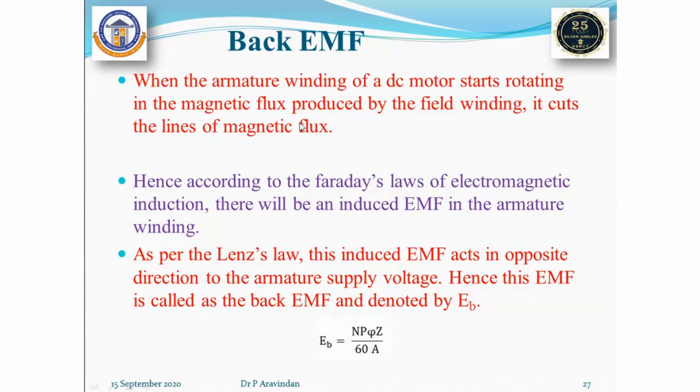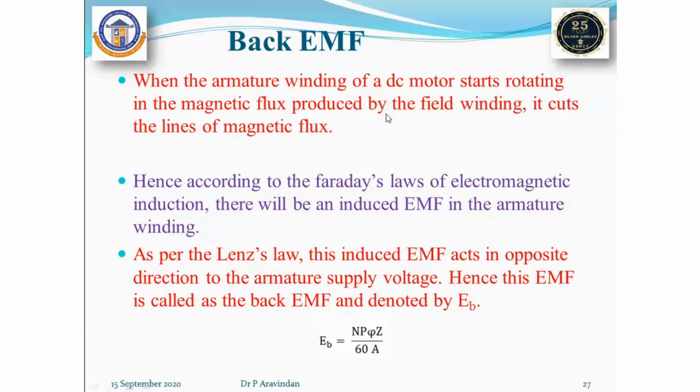When the armature windings of the DC motor start rotating in the magnetic flux produced by the field winding, each and every armature conductor cuts the lines of magnetic flux. So what will happen? I think it seems to be the generator principle. What is the generator principle? When the flux linking a conductor changes, an EMF will be induced in the conductor. This is the statement for the generator. So it cuts the magnetic lines of force produced by the field magnet, and there will be a generator action on the armature conductors.